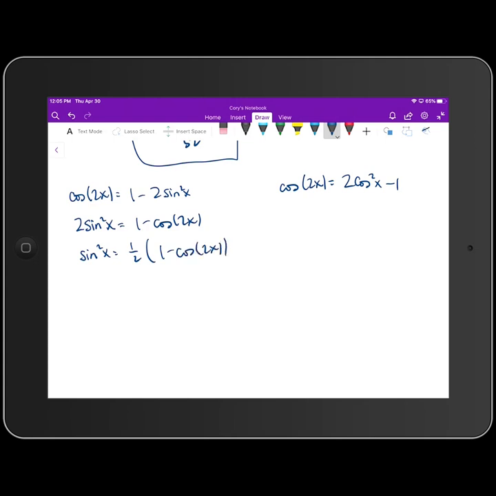When we do the same thing for the other double angle formula for cosine, if I want to isolate cosine squared, I'm going to add 1 to both sides, and then divide both sides by 2. So we get cosine squared of x equal to, again, dividing by 2 or multiplying by 1/2, 1/2 times 1 plus the cosine of 2x. These two formulas here are the power reducing formulas.